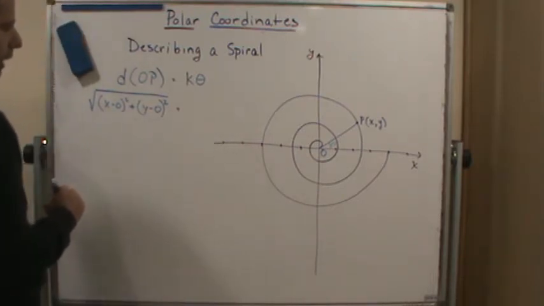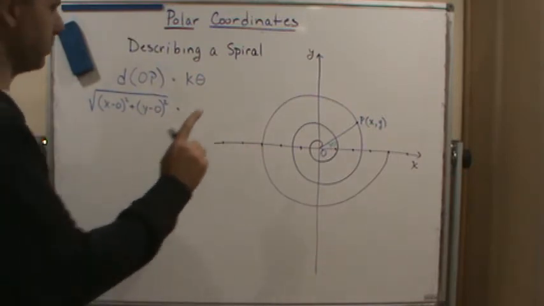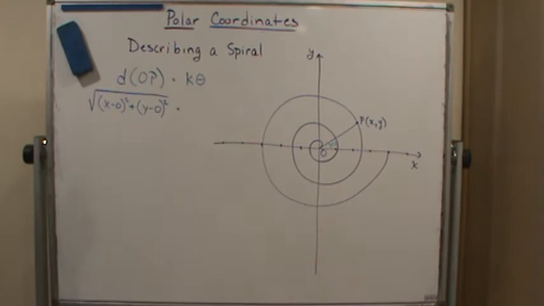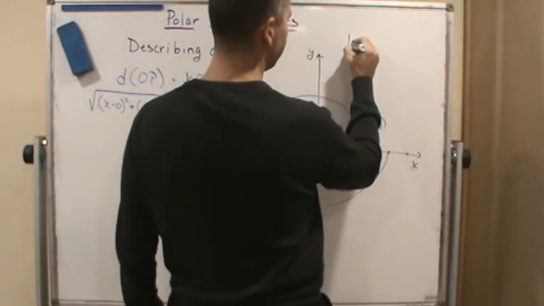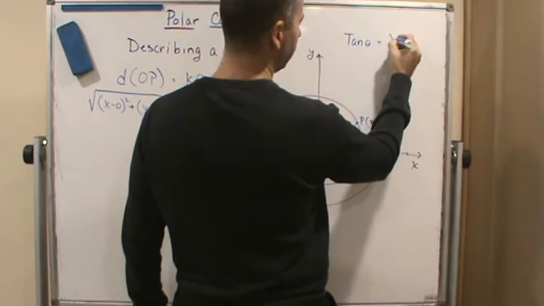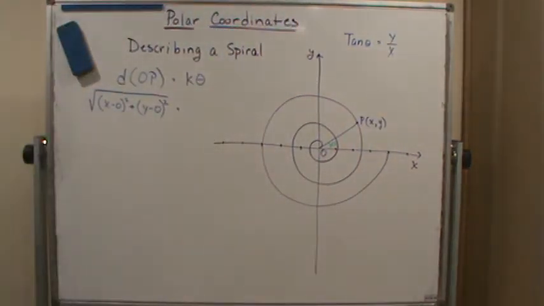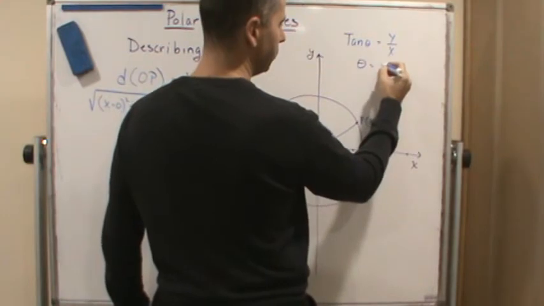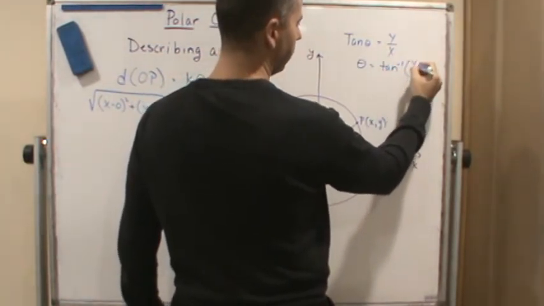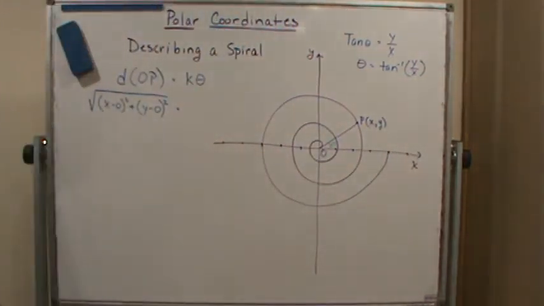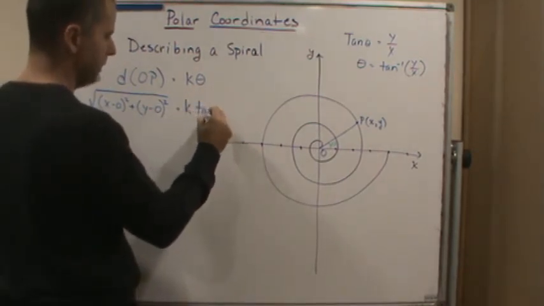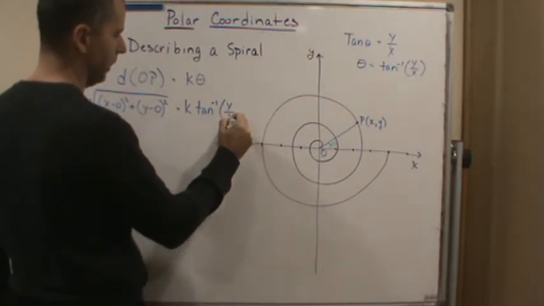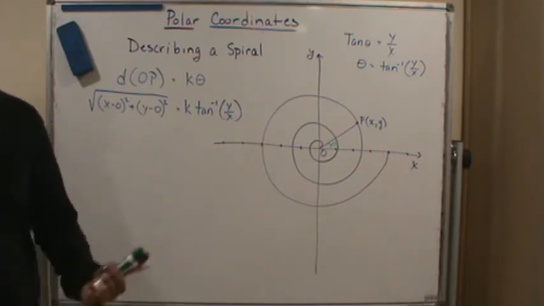And the other side, so what's theta? We have to remember we have to bring in x and y, so we have to get rid of theta. The only thing we know about theta that we can use is tangent theta equals y over x. That means theta is equal to tangent inverse of y over x, or arctangent of y over x. So now we can rewrite this as k times tangent inverse of y over x. Now we have everything in terms of x and y.